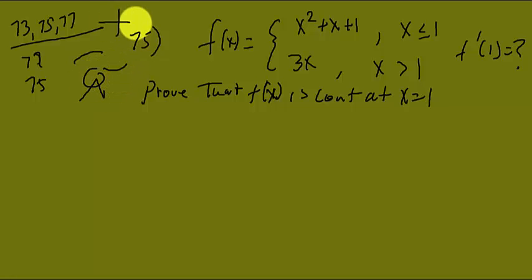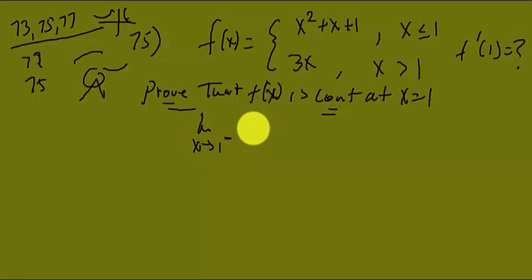Or if you have a vertical asymptote at 1, you cannot take a derivative. So first you have to check for continuity. How do you do that? You have to take a limit from both sides first. You have to go limit as x goes to 1 from the left side.